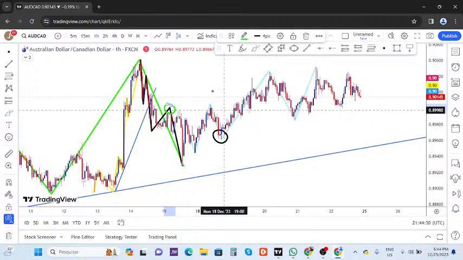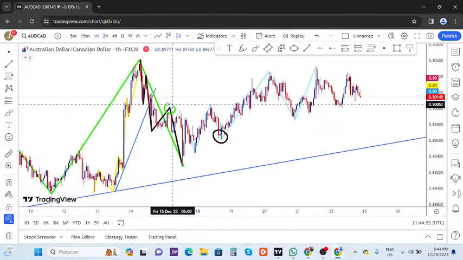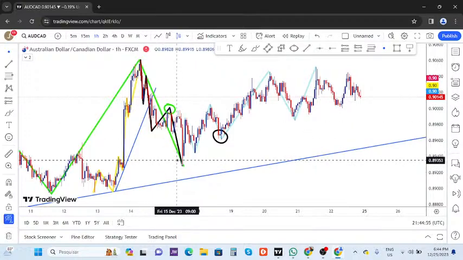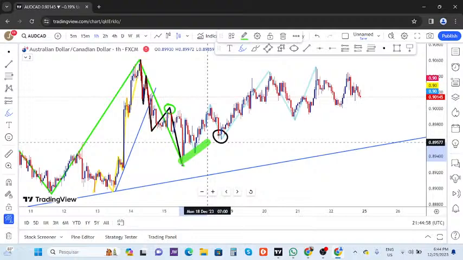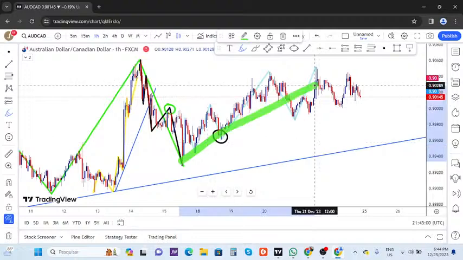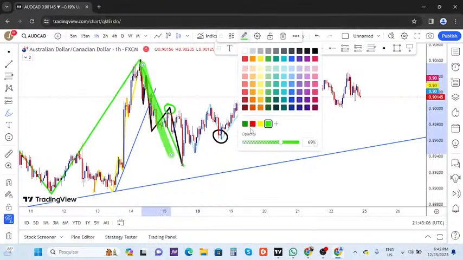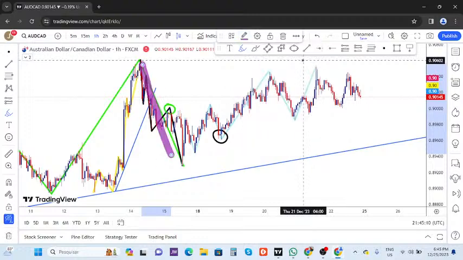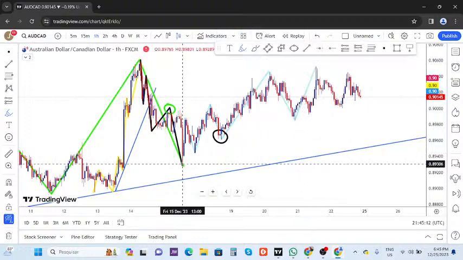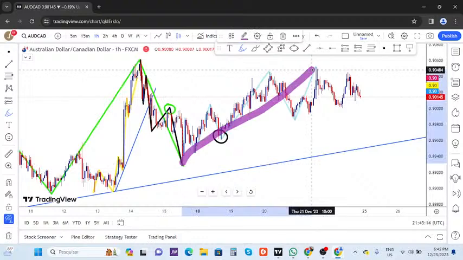You know what that means? Okay, it means we are no longer in a downtrend anymore when we have this short-term uptrend here. When we have this short-term uptrend, automatically this short-term downtrend is no longer valid anymore. So therefore, this is the confirmed short-term uptrend that we have.